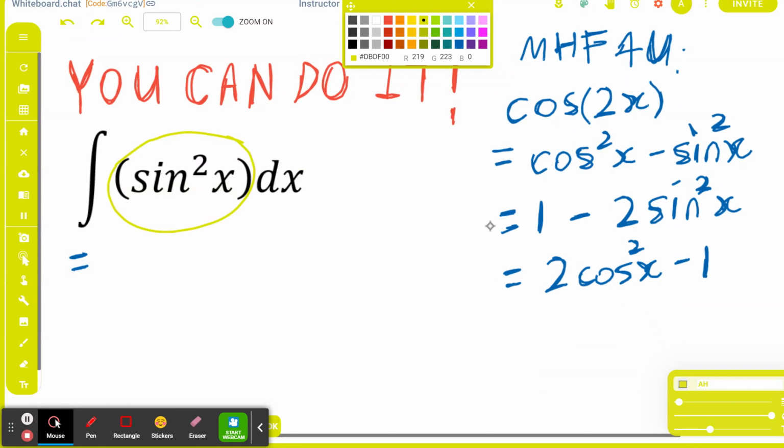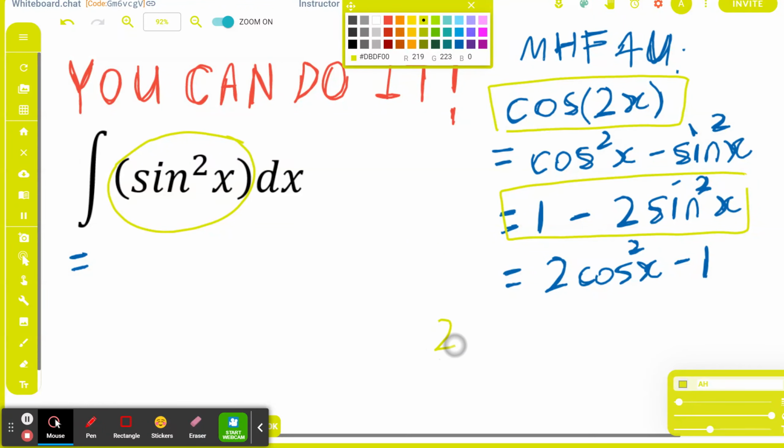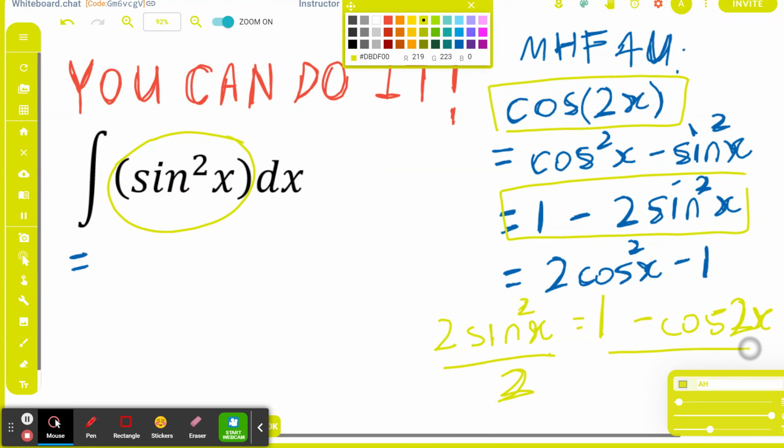Now, all we have to do is from here, again, cosine 2x equals 1 minus 2 sine square x, which means you can bring negative 2 sine square x to the left. That's going to be 2 sine square x, which equals 1 minus cosine of 2x. And of course, the opposite of multiplying by 2 is to divide by 2, just like that. So what that means is I can go back now and make this connection.